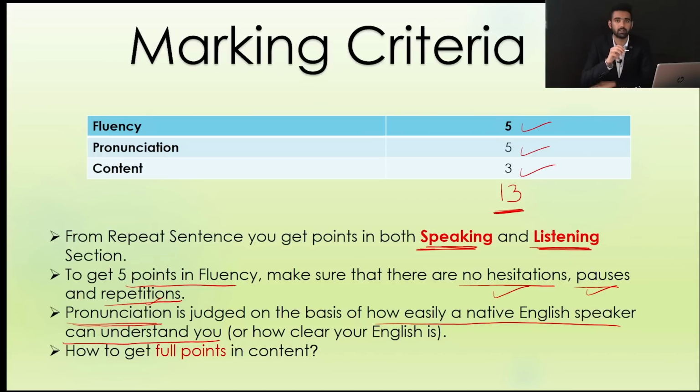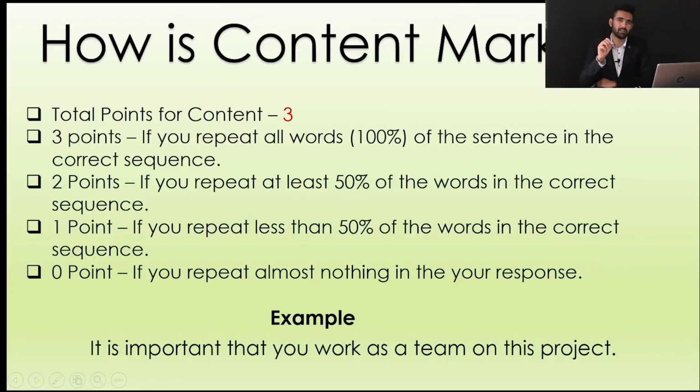Lastly comes your content. In content you get 3 points from repeat sentence section, right? Now how to get full 3 points in content, it gets a bit tricky over here. So let's have a look at how do you get 3 points in content. The points basically you get in your content section are completely dependent on the amount or percentage of words you speak from the audio in your answer or in your response. So if you repeat all the words, means 100% of the words in a correct sequence, you will get 3 points out of 3 for your content, right?